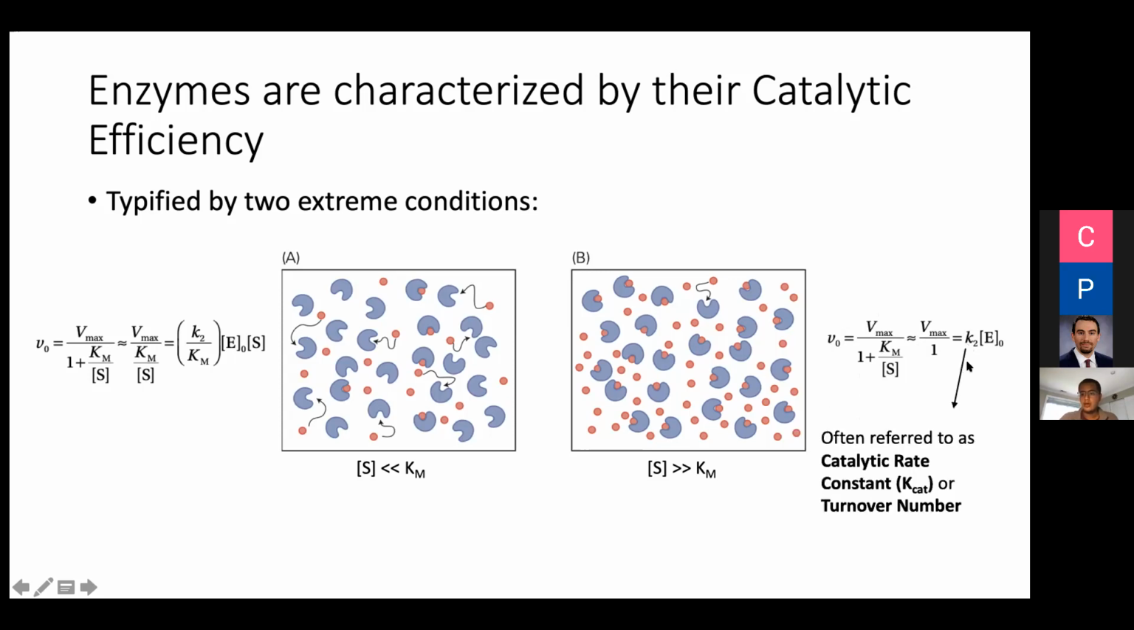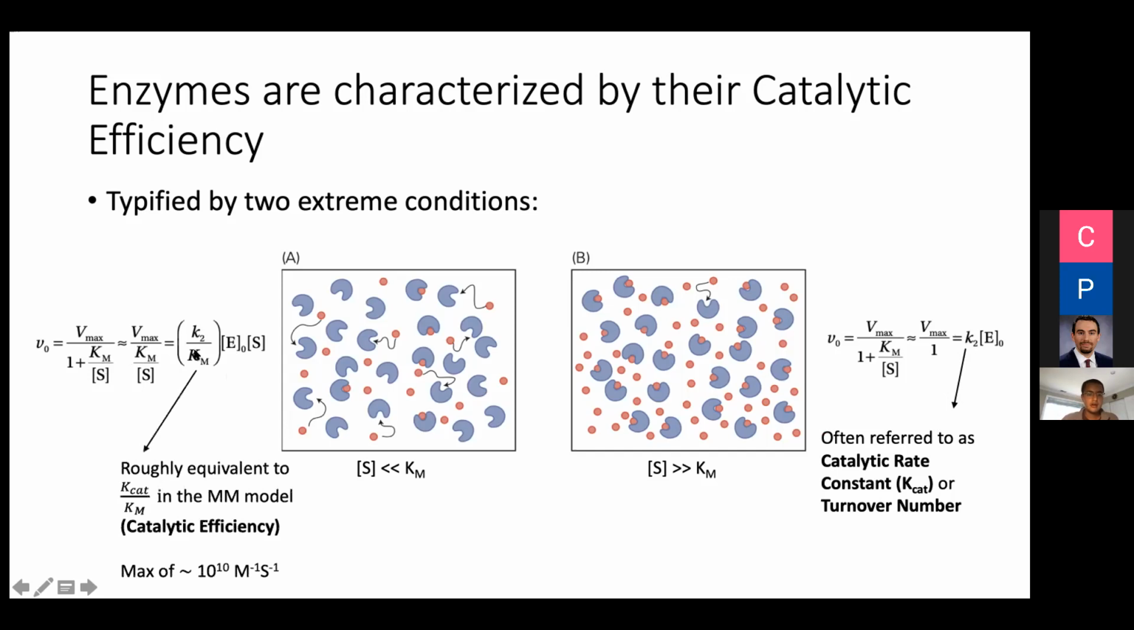And usually we refer to this K2 rate constant as the catalytic rate constant, Kcat, or the turnover number. It turns out that in the simplified Michaelis-Menten model, these two are equal, but in more complex models, they're not equal. But for now, we can just say that K2 equals Kcat. And then we do the same thing for when the substrate is much less than the Km. And we see that this fraction becomes extremely small, and we get this final equation. And since we just said that the Kcat is equal to the K2, this becomes Kcat over Km.